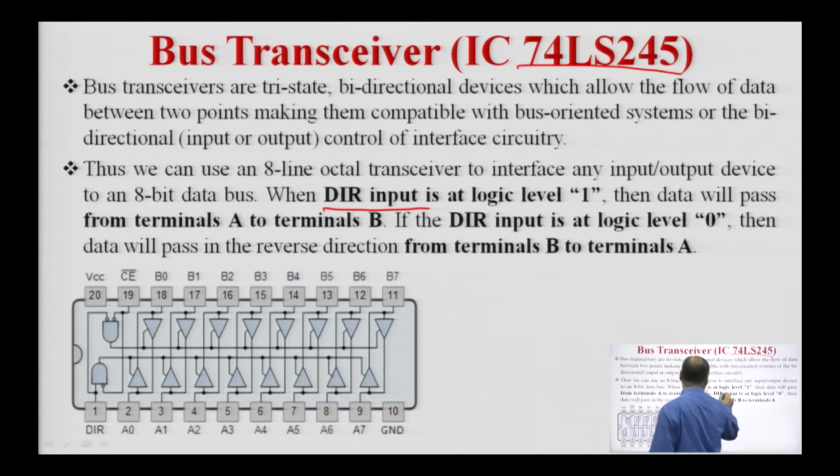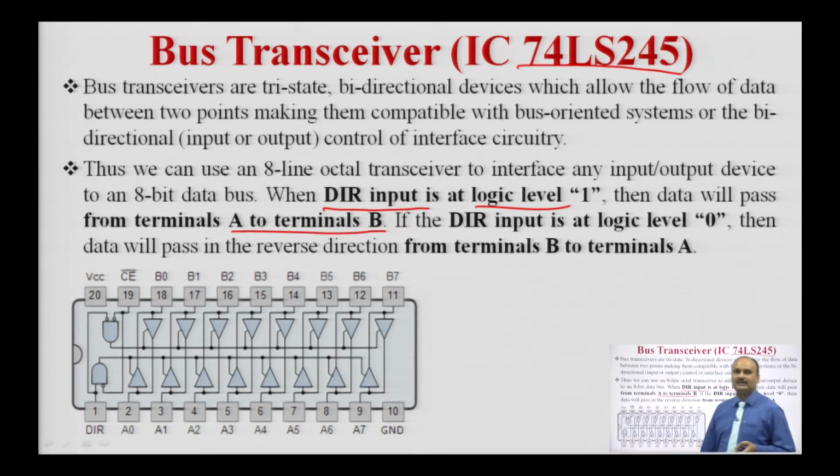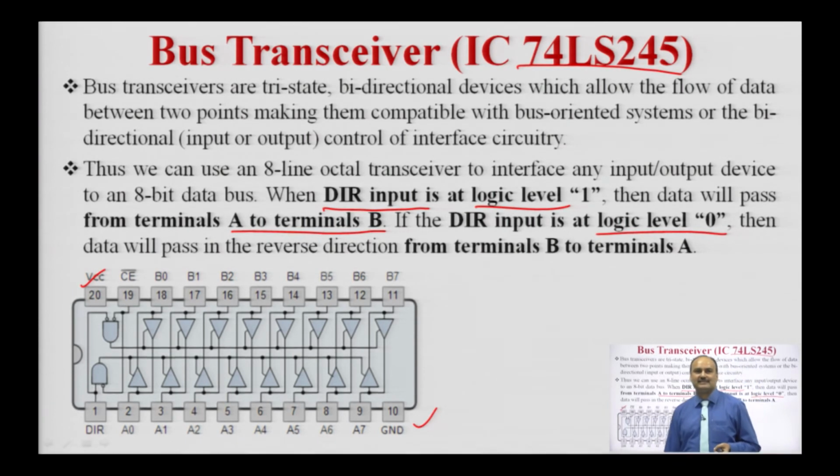If the DIR input is at logic 1, then the data passes from terminal A to terminal B. I repeat again, when the DIR input is at logic 1, the data passes from A to B, and if the DIR input is at logic 0, then the data passes in the reverse direction from terminal B to terminal A. Pin number 20 is used for VCC and pin number 10 is used for ground. This is the bus transceiver, IC 74LS245, which is used during the interfacing of input and output devices in a microprocessor based system.